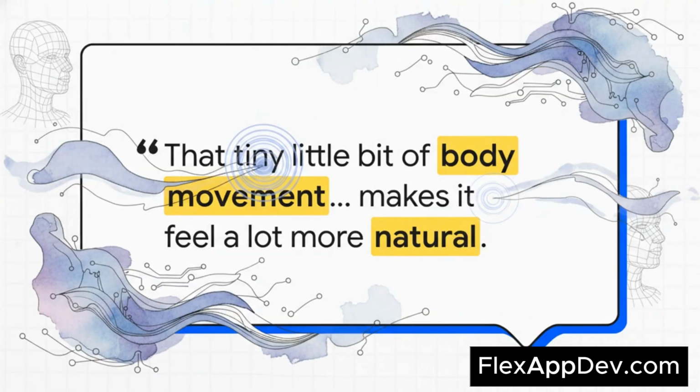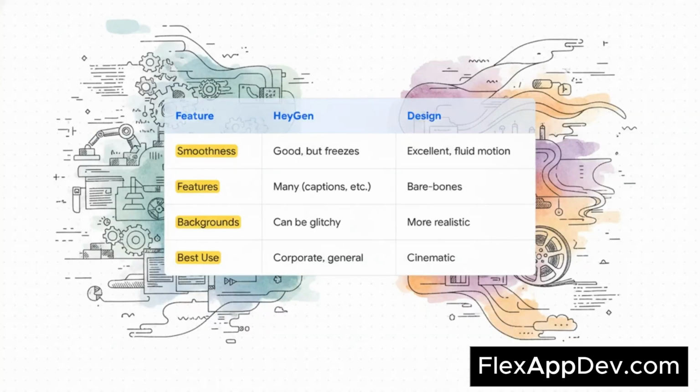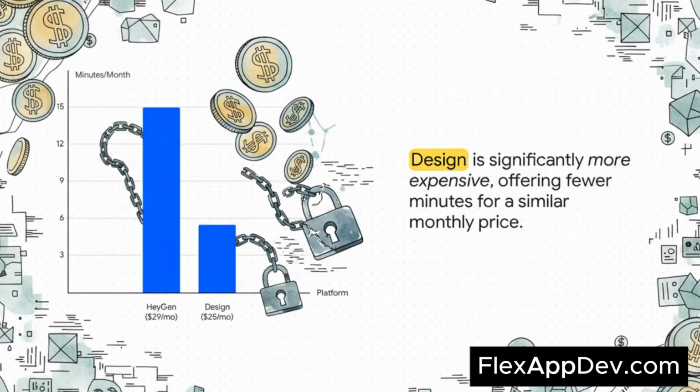And this is what makes Design so good. It adds that little bit of breathing that feels way more natural. So it's a trade-off. HeyGen is packed with features, but Design absolutely nails that cinematic, fluid motion. There is a catch, though. Design is way more expensive. You get a lot less video for your money.